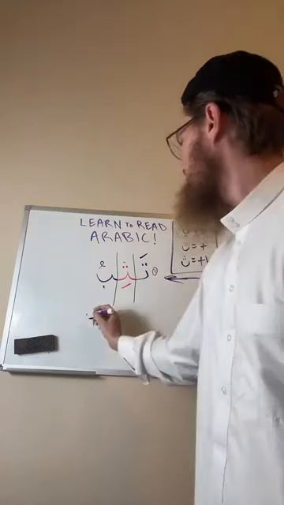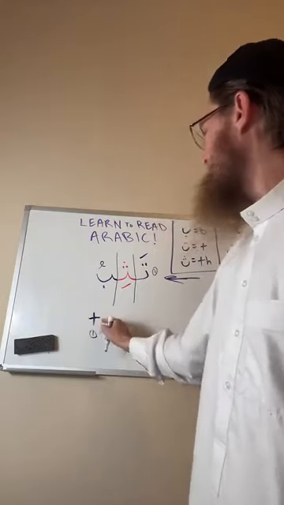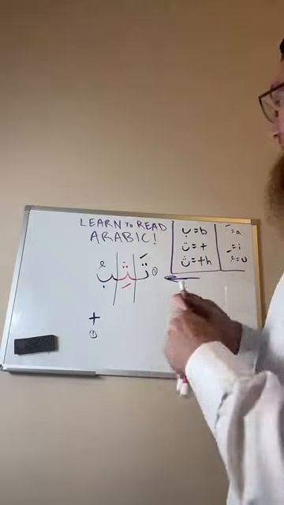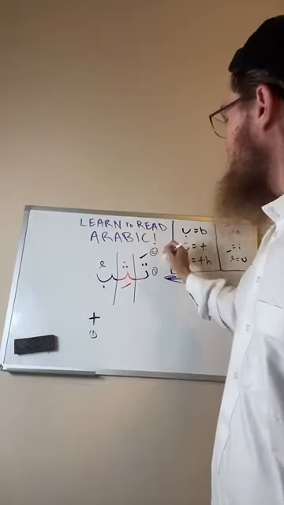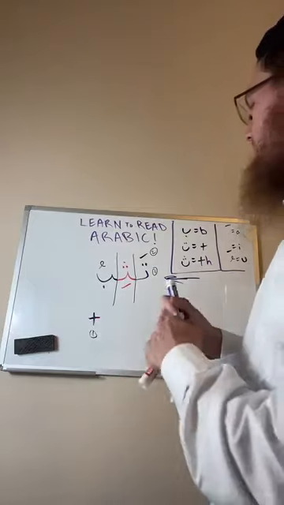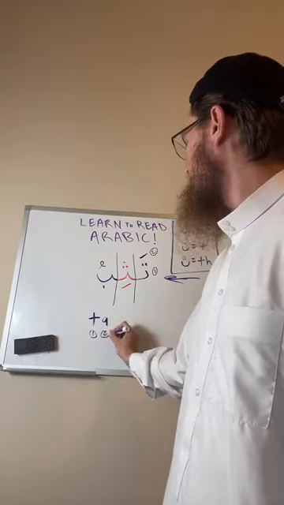So number 1, we write a T for the letter ta. Step number 2 is we look at the symbol above it. This is a fatha. It sounds like A, so we're going to write an A. Okay, that's step number 2. All right?